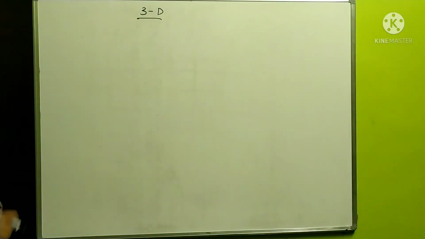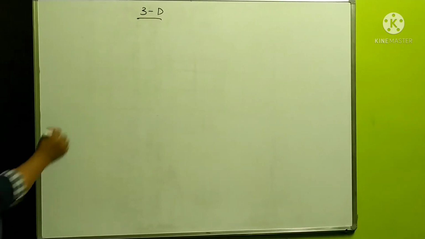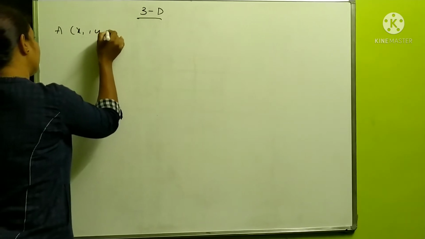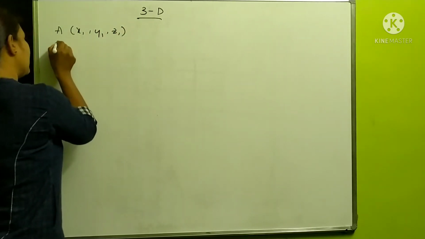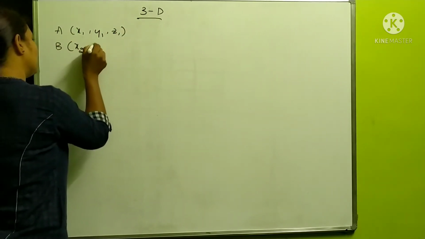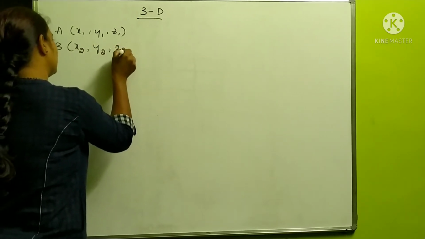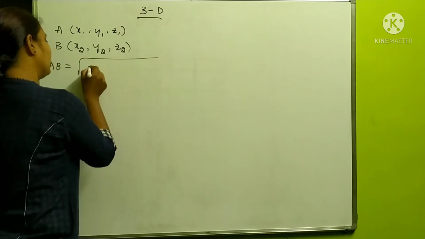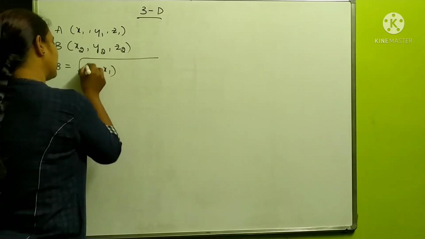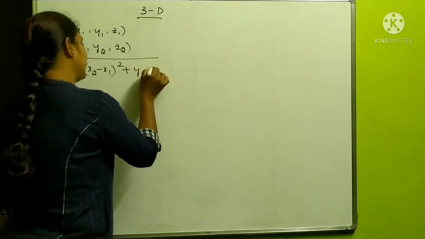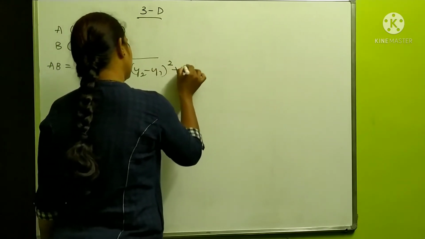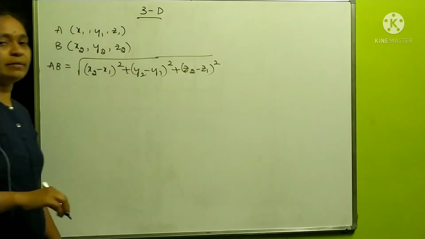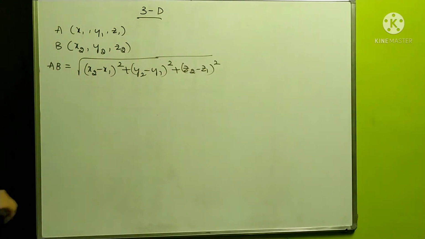Now let us see the distance between 2 points in 3D. Let me take point A as (x1, y1, z1) and point B as (x2, y2, z2). Then the distance AB is given by the square root of (x2 minus x1) whole square plus (y2 minus y1) whole square plus (z2 minus z1) whole square. This is the distance between 2 points in 3D.